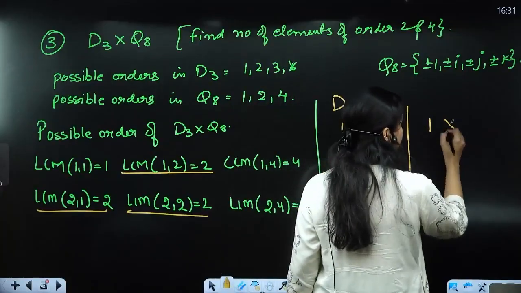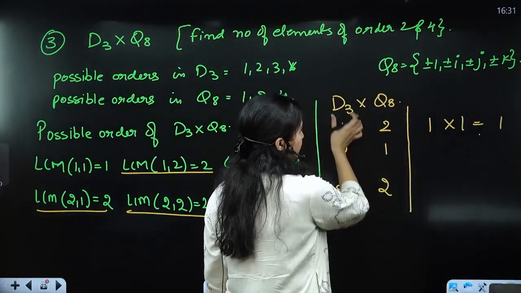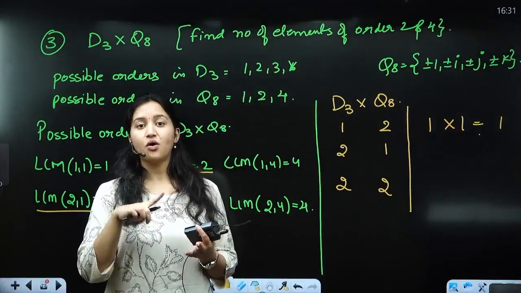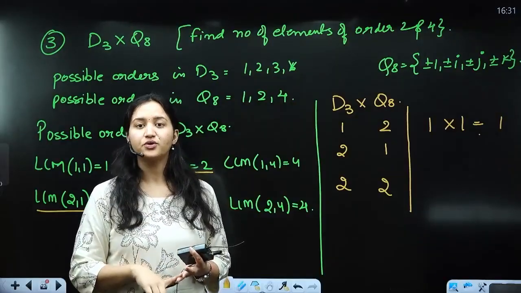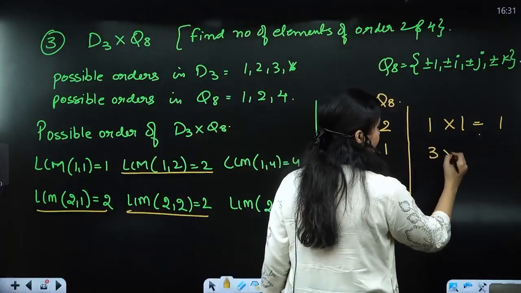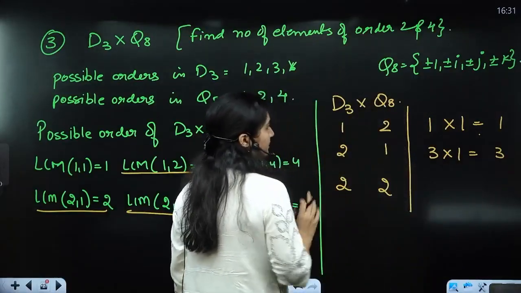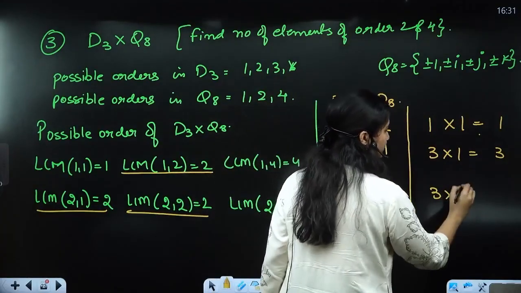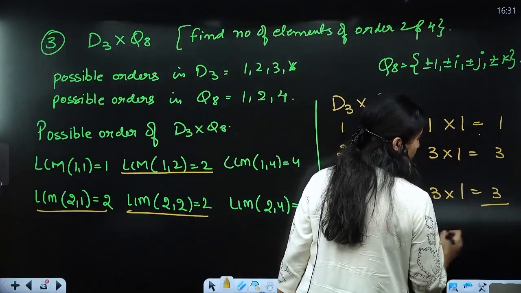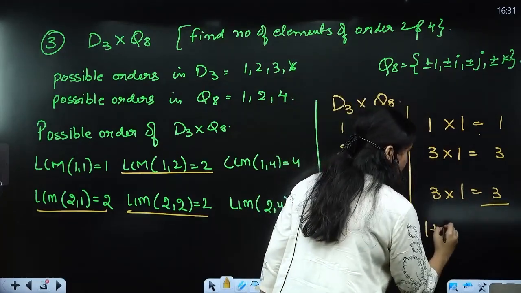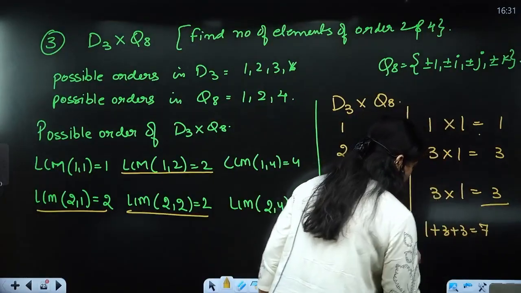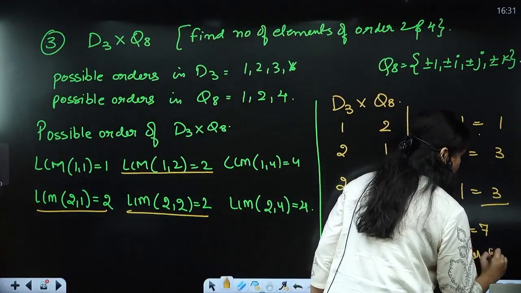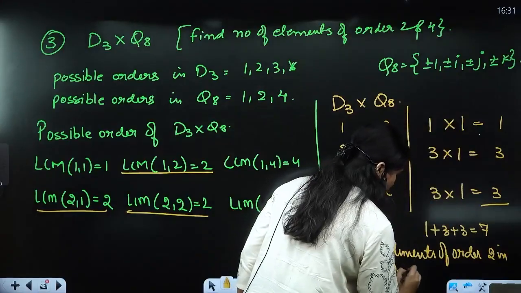So there is only one element of order 2. Now similarly in D3, how many elements of order 2? Try to recall. D3, n is odd, so the number of elements of order 2 is going to be 3. So this is 3 into 1, here we have 3, and then the number of elements of order 2 in D3 is again 3, and the number of elements of order 2 in Q8 is 1. So this is 3. So you will have a total of 1 plus 3 plus 3, that is 7 elements of order 2 in D3 cross Q8.